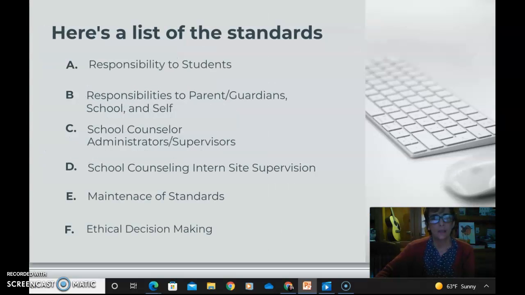Here's a list of the standards. A. Dealing with the responsibility to students. B. Deals with responsibilities to parents, guardians, school, and self. C. Deals with the school counselor administrators and supervisors. D. Deals with the school counseling intern-site supervision. E. Deals with the maintenance of the standards. And F. Deals with ethical decision-making.